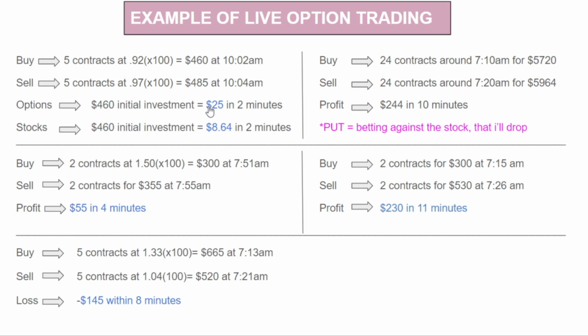But with the same thing, if you did stock trading, with that initial $460 investment, you would have only made $8.64 in 2 minutes. So the difference is 3 times more with options trading. This next one, I did a quick scalp on Plug.